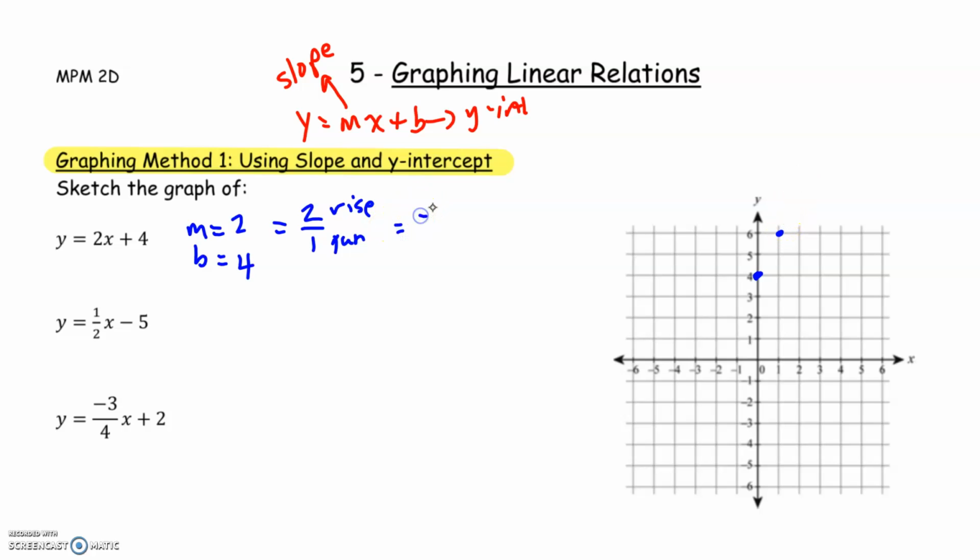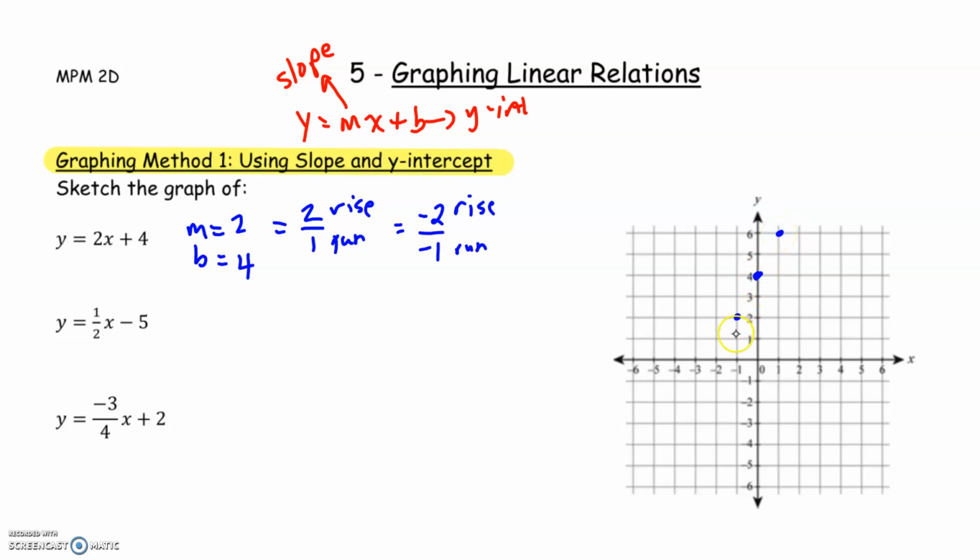2 over 1 is the same as negative 2 over negative 1. And this is because 2 negatives together make a positive, and we're back to our positive 2. So this time our rise is going to be negative 2, so we go down 2, and our run is a negative 1, so we go to the left 1. So again, from our starting point of 4, I'm going to go down 2 and to the left 1. And you can see it's in perfect alignment with our other point we made with positive 2 over positive 1.